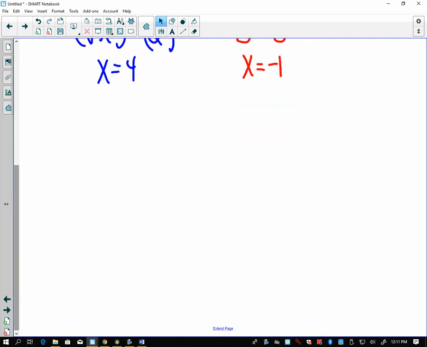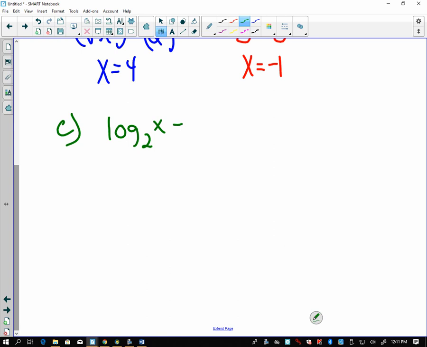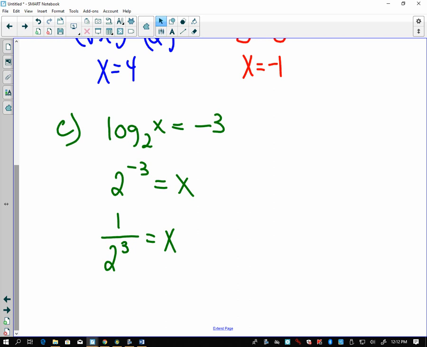And then finally, I think we have c. c gives me log base 2 of x equals -3. So 2 to the -3 equals x, and we're just solving here. That would be 1 over 2 to the 3rd equals x. Keep coming down.